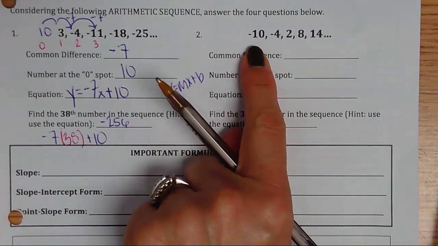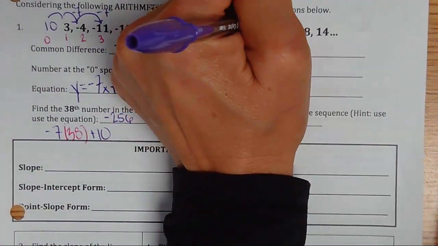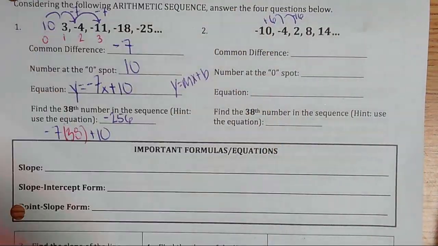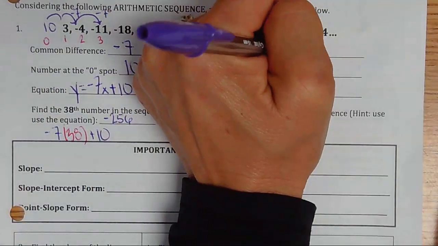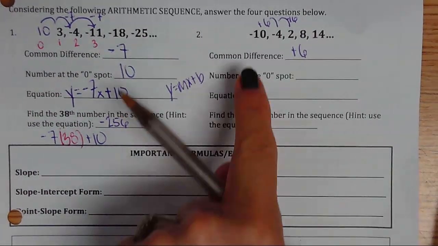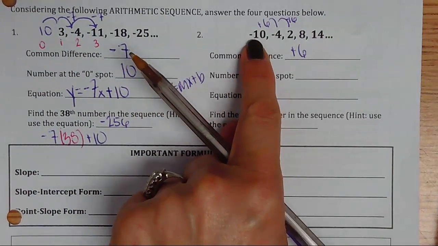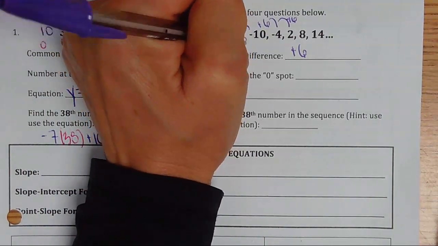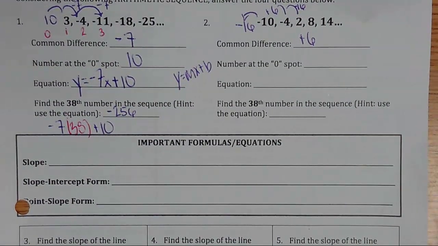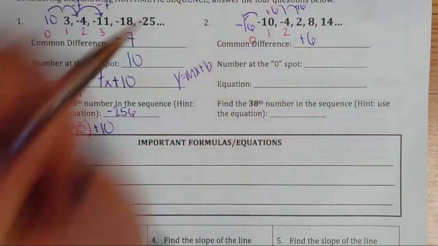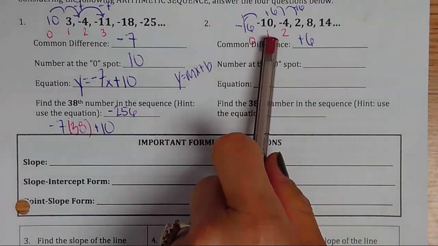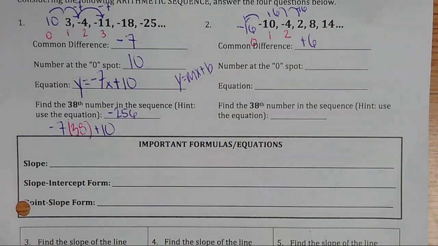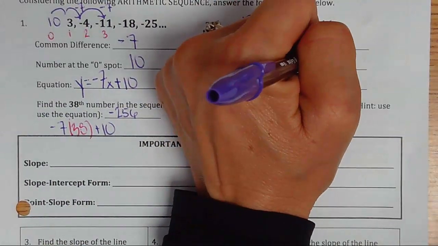Okay, again, if we look here, the common difference is we are adding 6 each time, so plus 6. And if we're looking at our 0 spot, that means we're going to jump back 6 places, so that's going to be -16. This would be our 0 spot, our 1 spot, our 2 spot, like the line leader, you're second in line, your third in line. So our number at the 0 spot is -16.